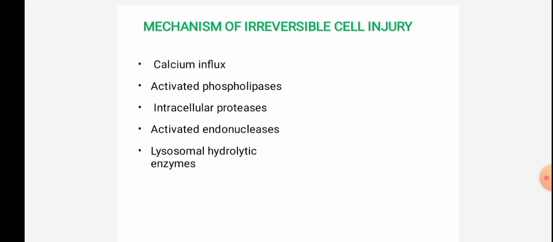Mechanisms of irreversible cell injury are calcium influx, activated phospholipases, intracellular proteases, activated endonucleases, and lysosomal hydrolytic enzymes. The influx of calcium occurs, and phospholipases are activated. The intracellular proteases are affected. Then the endonucleases are activated, and lysosomal hydrolytic enzymes are also affected.